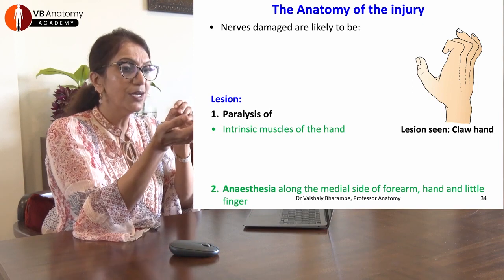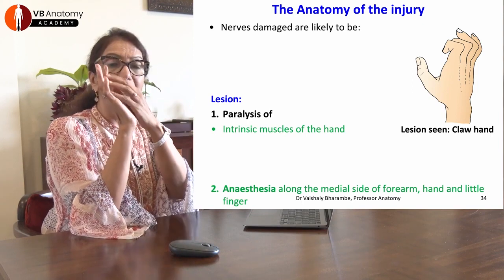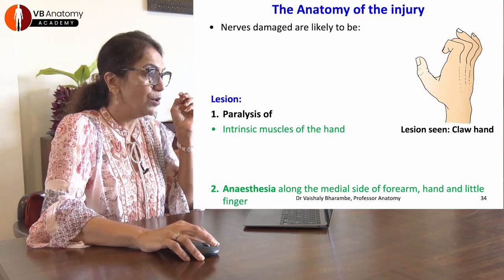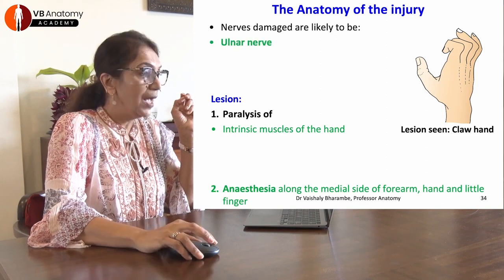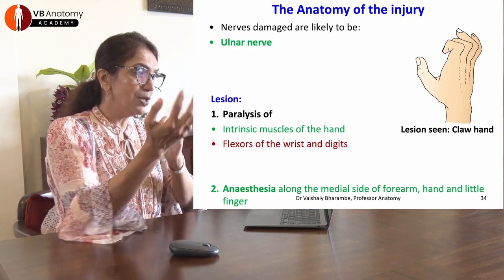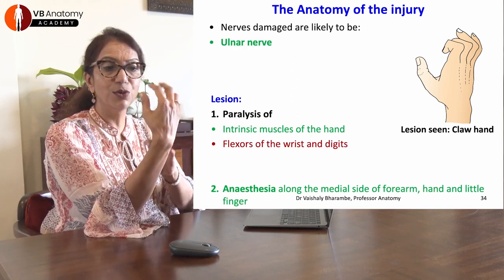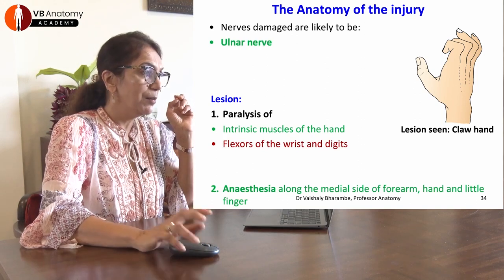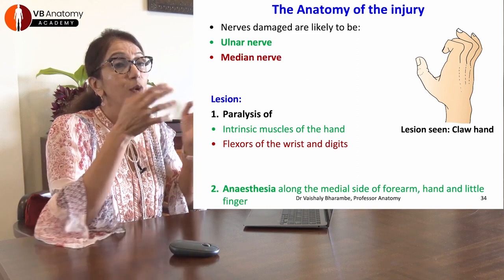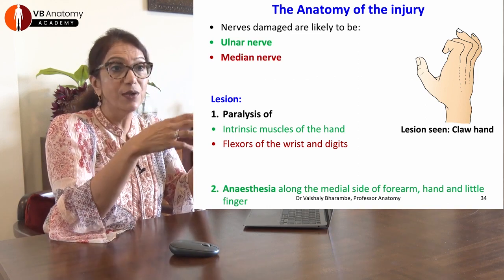So what does the patient come with? He's lost these muscles because of ulnar nerve damage. At the same time, the patient has lost flexors of the wrist and digits. So this action is also lost because of the median nerve. Question, what is happening? What is actually there?